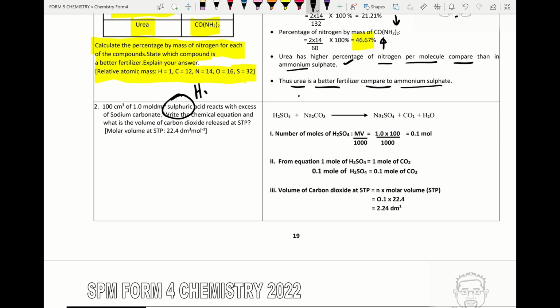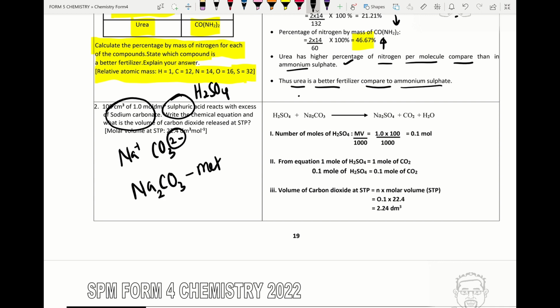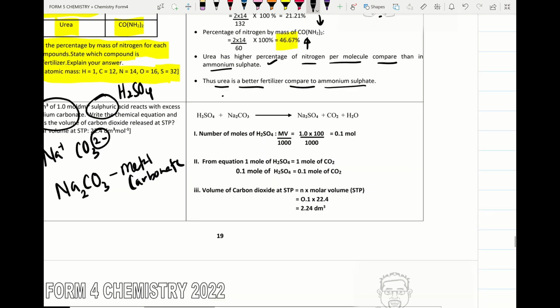So sulfuric acid, please remember the formula, H2SO4, reacted with sodium carbonate. Sodium carbonate: Na positive, CO3 2 negative. So the formula will be Na2CO3. We take the 2 and put it here. Alright, please remember sodium carbonate is known as a metal carbonate. Alright, so metal carbonate. And how to do the equation?